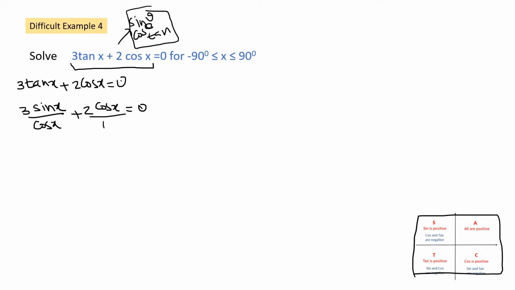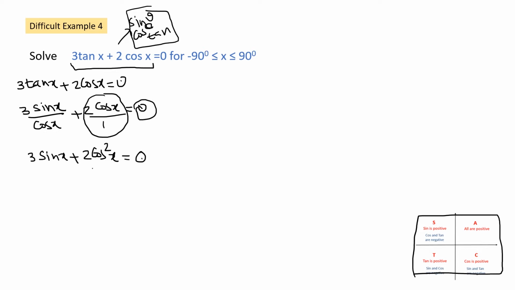If I multiply it by cos x, that will leave us 3 sin x plus, if I multiply this by cos x, that will give you 2 cos squared x equal. We need to multiply the right hand side as well, otherwise the equation won't be equal anymore. So if you multiply 0 by cos x, again it would be 0.